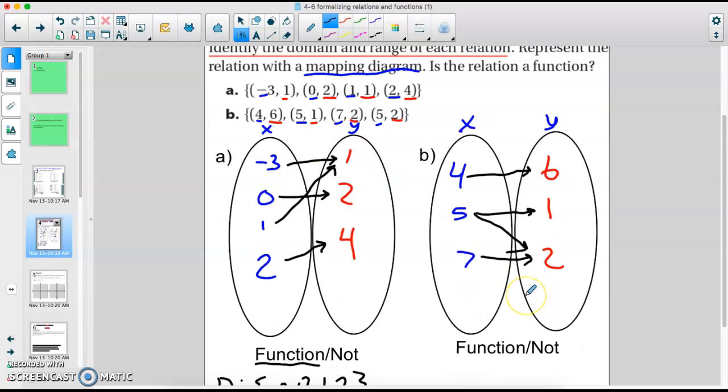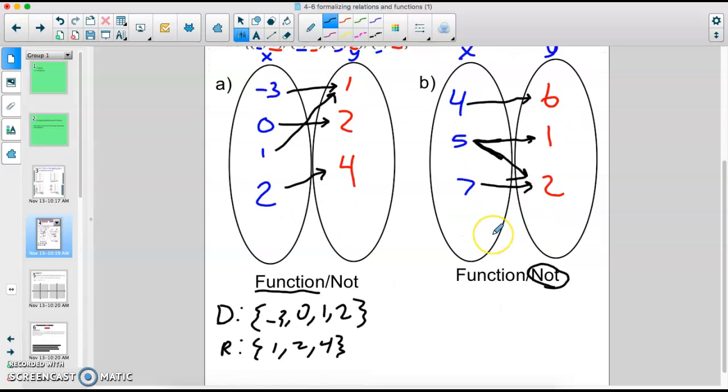So is this a function? Uh-oh. 5 goes to 1 and 5 also goes to 2. Since it came out two different directions here, it's not a function. Okay, so it's okay if more than one x value goes to a y value. Like this one, it's okay because there's only one line coming out from each x value. But here it's not okay because we have 2 lines coming out from this x value.